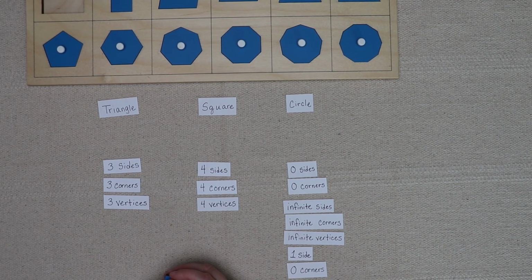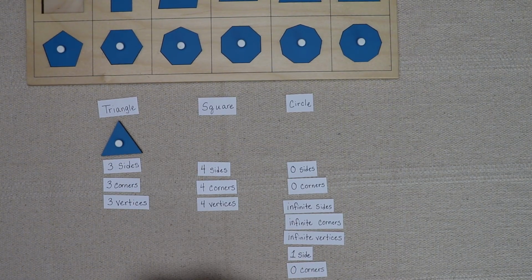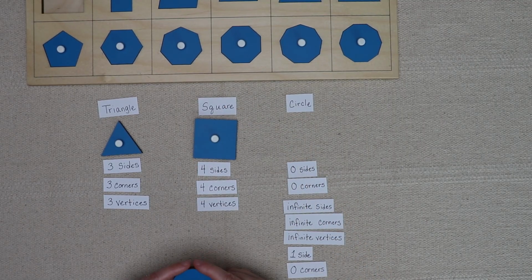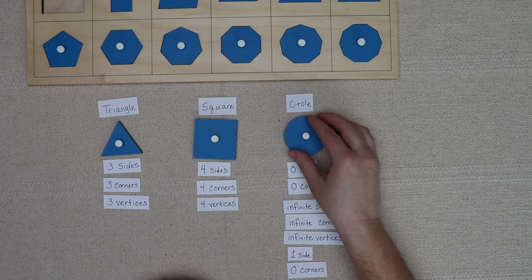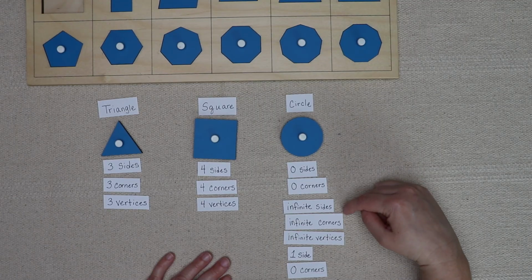Give your friend a shape that has 3 sides and 3 vertices. Now, who has the shape that has 3 sides and 3 vertices? And that child would give that shape. Who has a shape with 4 sides and 4 vertices? The square. Who has a shape that has infinite sides and infinite vertices? Yes, the circle.